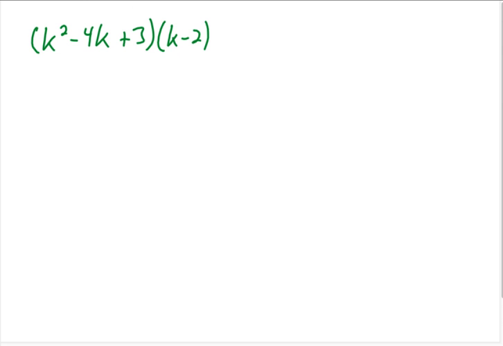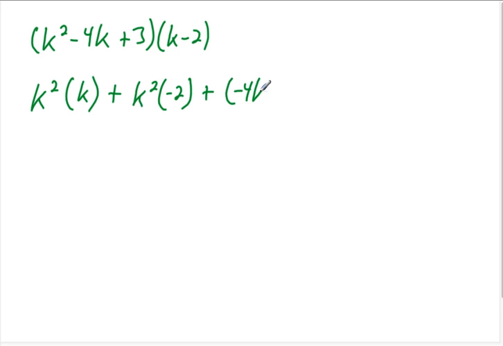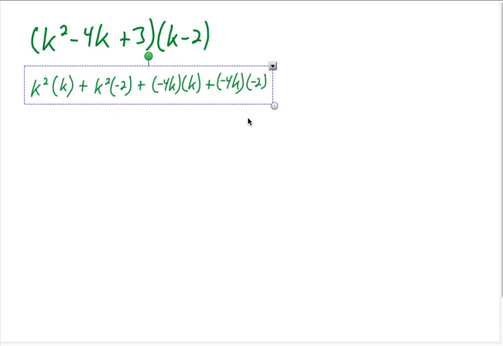So we can kind of use a method similar to FOIL. I'm just going to make sure I multiplied everything. So I'm going to say k squared times k. I'm just going to be real organized. Plus k squared times negative 2. Plus, now I'm moving on to this one. So negative 4k times k plus negative 4k times negative 2, plus, I'm going to run out of room. Let me shrink this down a little bit. There we go.